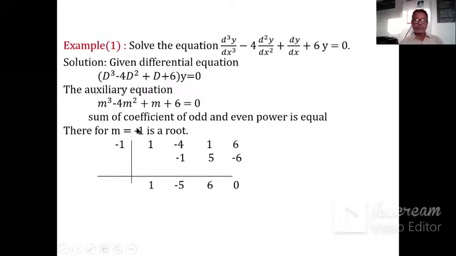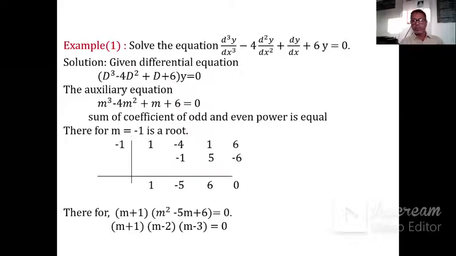Therefore, one factor is m plus 1 and the other factor, from this we write, is m square minus 5m plus 6. We studied this at high school level. Therefore, what are the factors? m plus 1, m square minus 5m plus 6 is equal to 0.